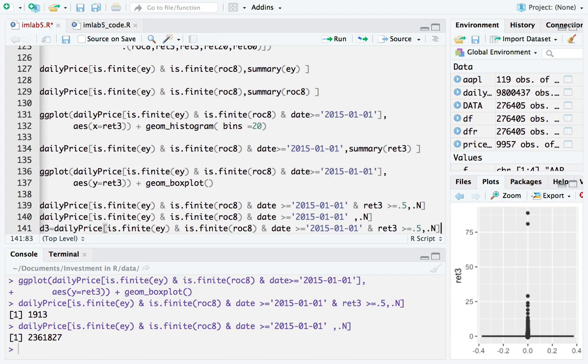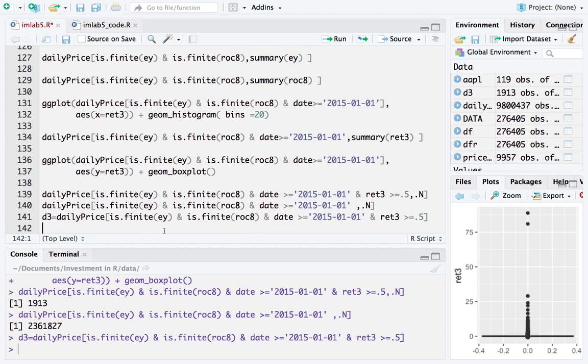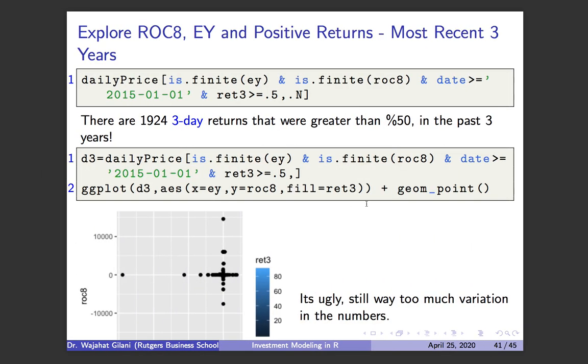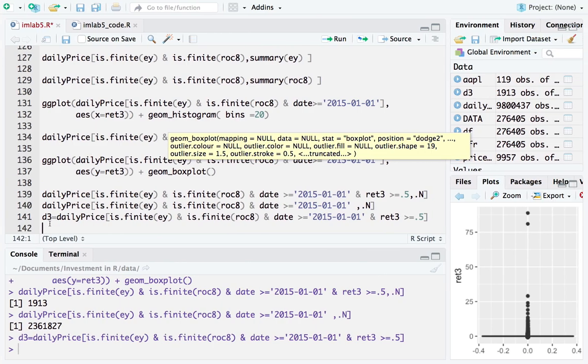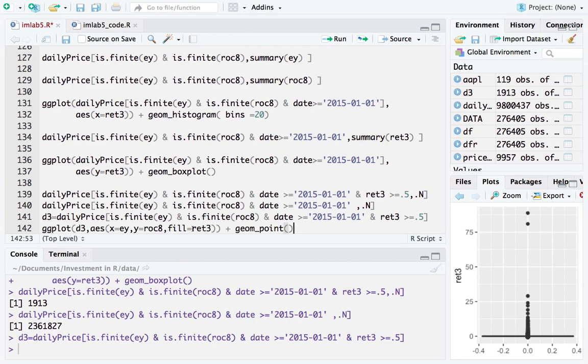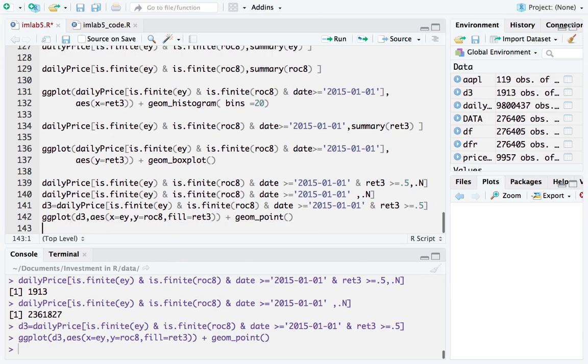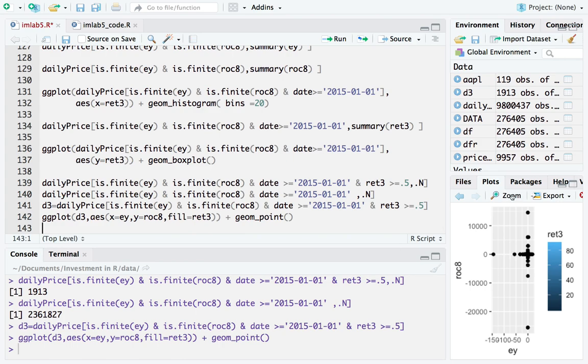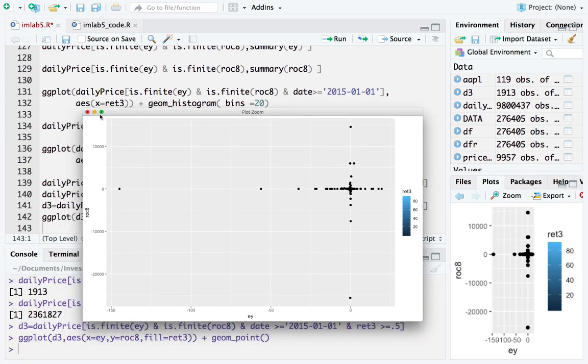Get rid of that thing right here. Boom. I got my D3, and now let me graph my D3 table the way I wanted it. All right, boom. And notice that was much faster. We're dealing with much less data here.